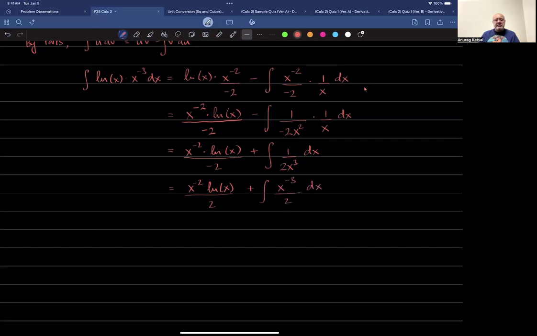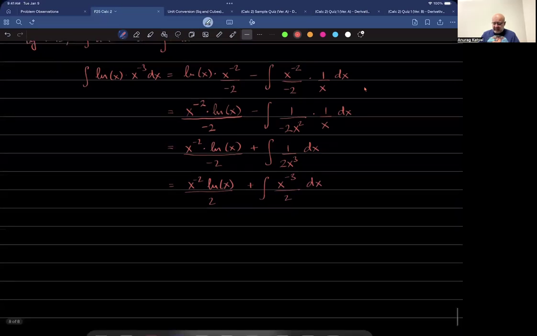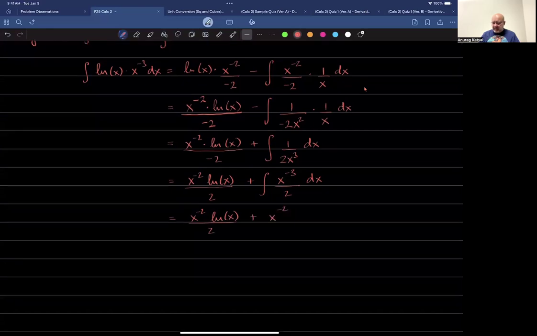And rewrite it as the integral of x to the -3 over 2 dx, equals x to the -2 ln of x over 2 plus, now we're ready to integrate this. So we add 1 to the power, x to the -2, dividing by the new power. Well, the 2 was already there in the denominator. That means anything I'm dividing by has to go next to it. So this 2 is the one that was already there. This -2 is coming from the integration. Plus c.